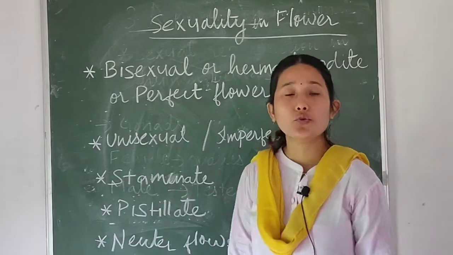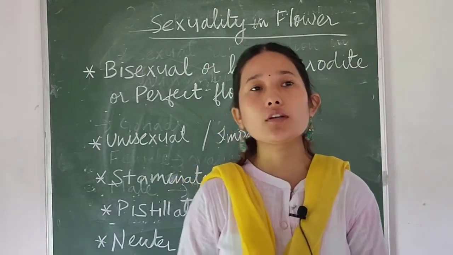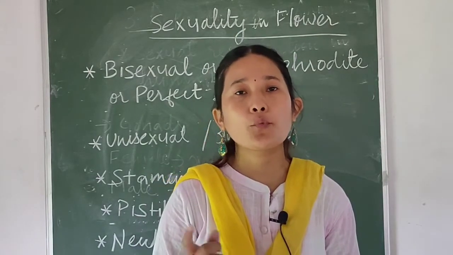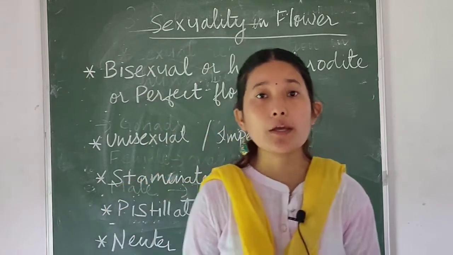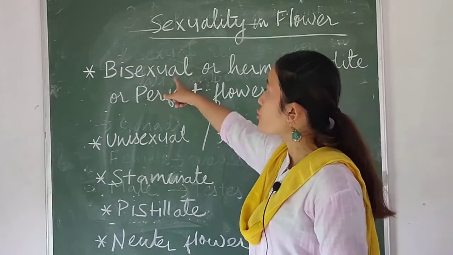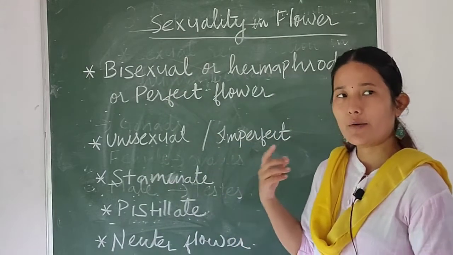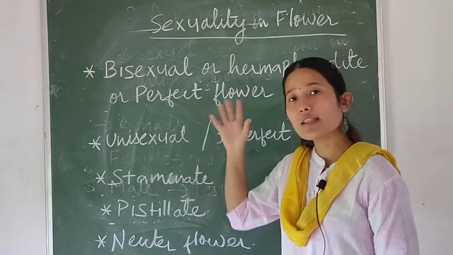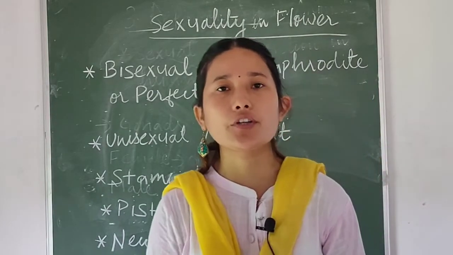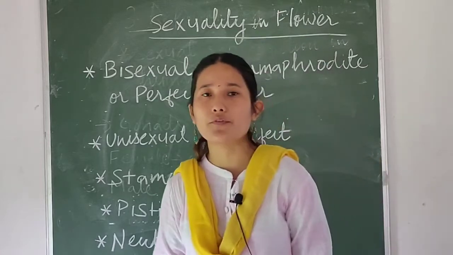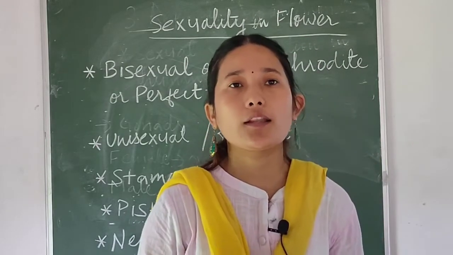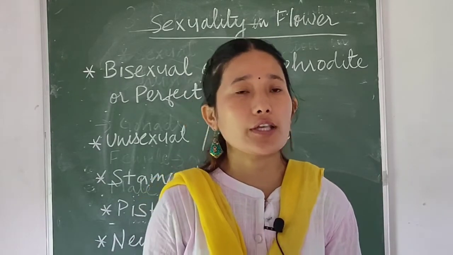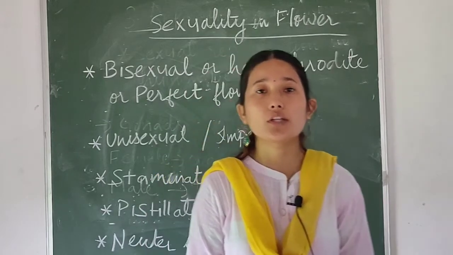Bisexual flowers are those flowers in which you have both the male as well as female reproductive system. If in a single flower you have both the male and female reproductive system, it is referred to as a bisexual flower. Other terms are hermaphrodite and perfect flower. Bisexual, hermaphrodite and perfect all mean the same thing. Your example can be China rose, it has both the reproductive parts.